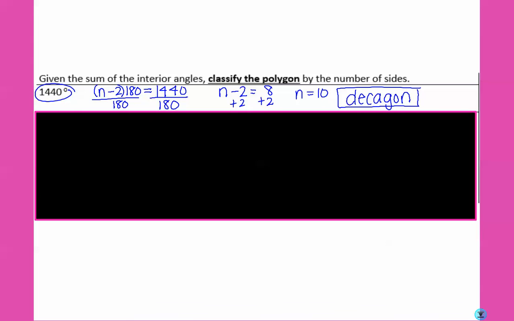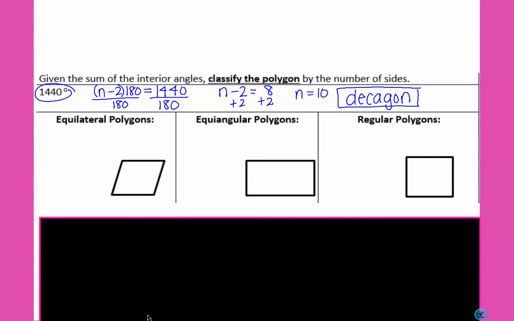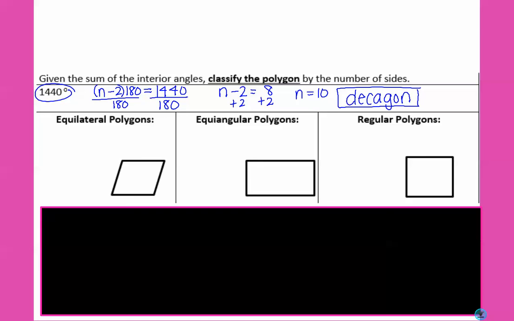Let's look at different types of polygons that we can have. Polygons can be equilateral, which we talked about a little bit when we talked about triangles. Equilateral means all the sides are congruent. So this side is the same as this side, which is the same as this side, which is the same as this side.